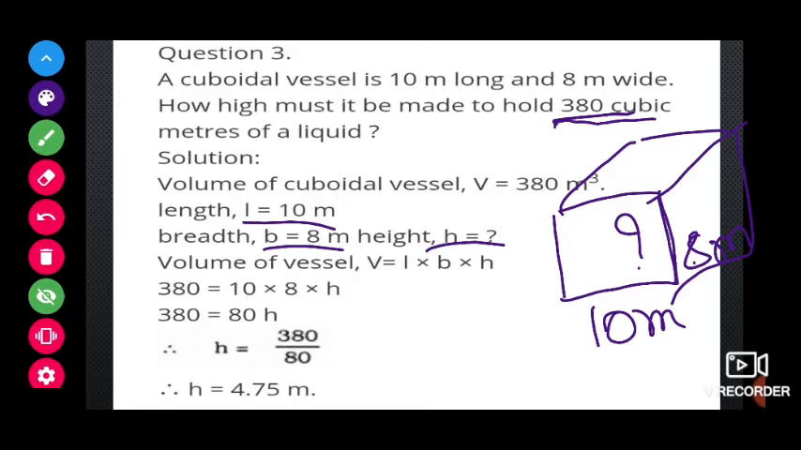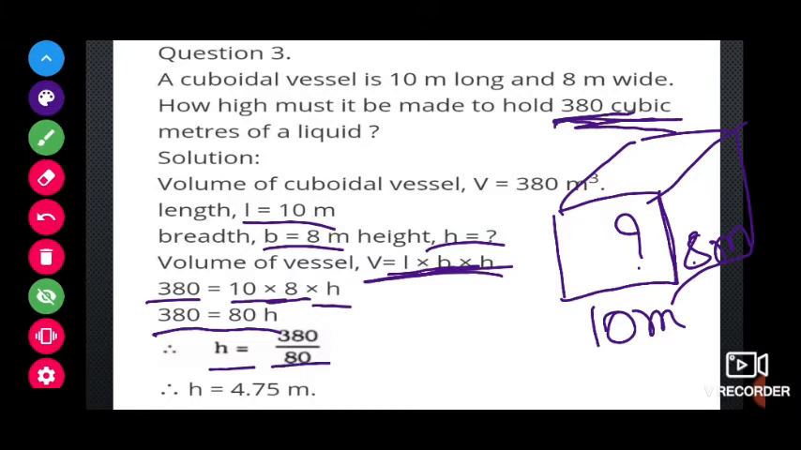Now, the volume of the vessel will be L into B into H. They gave the volume as 380, so it should be equal to 380. So 380 equals length 10 into width 8 into height. Now, if we multiply 10 into 8, that is 80, 80 H is equal to 380. Height is equal to 380 by 80. Now, we will get 4.75 meters as the height that should be maintained.